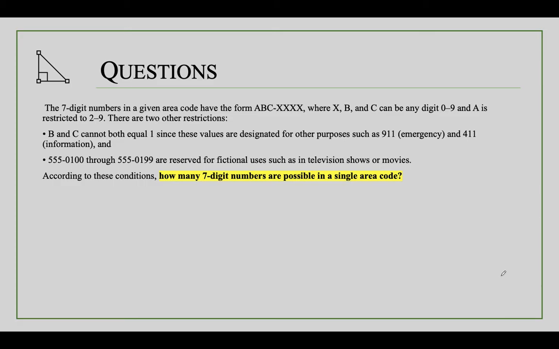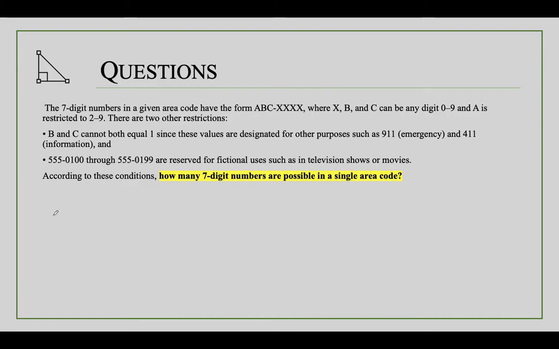Okay, so the 7-digit numbers in a given area code have the form ABC-XXX, where X, B, and C can be any digit 0 to 9, and A is restricted to 2 to 9. There are two other restrictions. B and C cannot both be equal to 1 since these values are designated for other purposes like 911 and 411. And 555-0100 through 555-0199 are reserved for fictional uses such as in television shows or movies. How fascinating. According to these conditions, how many 7-digit numbers are possible in a single area code?